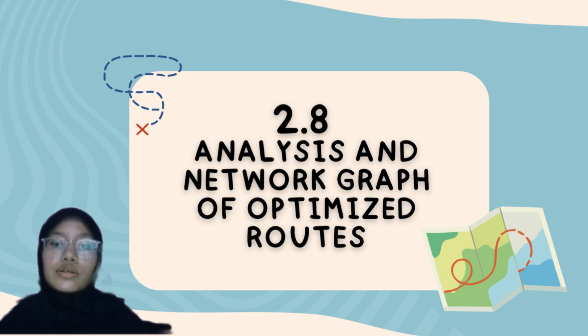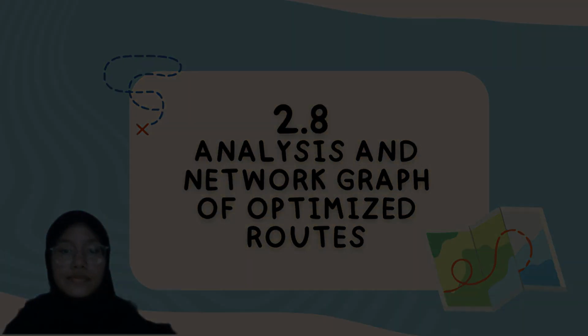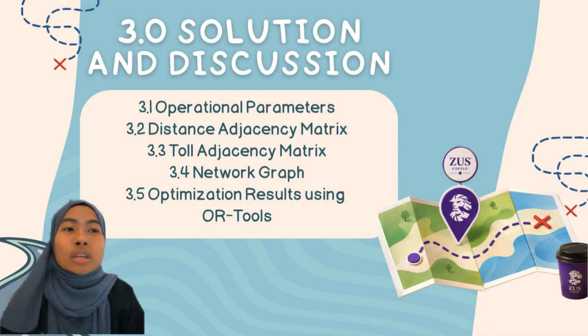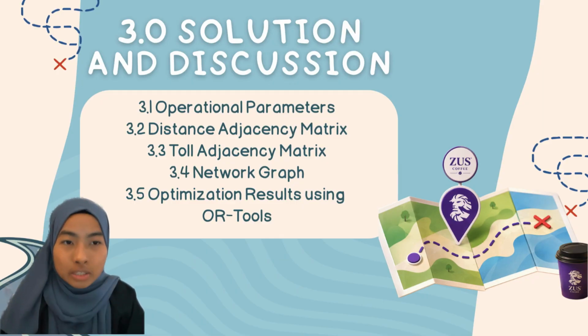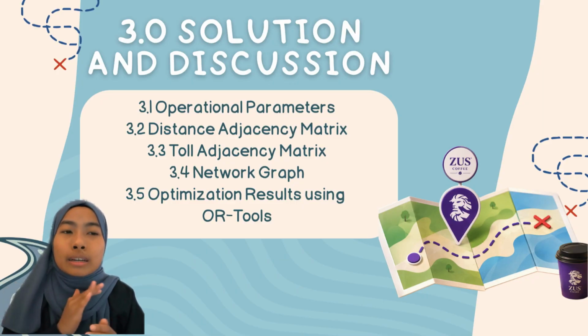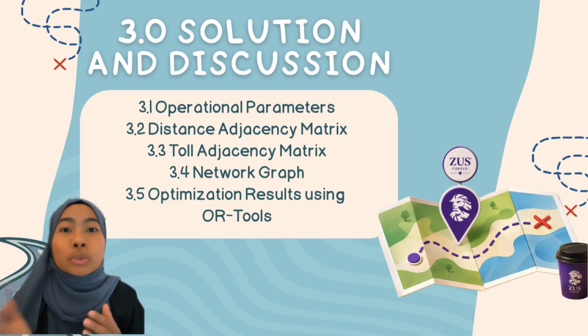In Chapter 3, we'll walk through the actual results this methodology produced. To the solution discussion section. So this section is divided into 5 subsections. I will begin with the operational parameters, followed by the distance and toll adjacency matrices, network graph, and finally optimization result using OR tools.